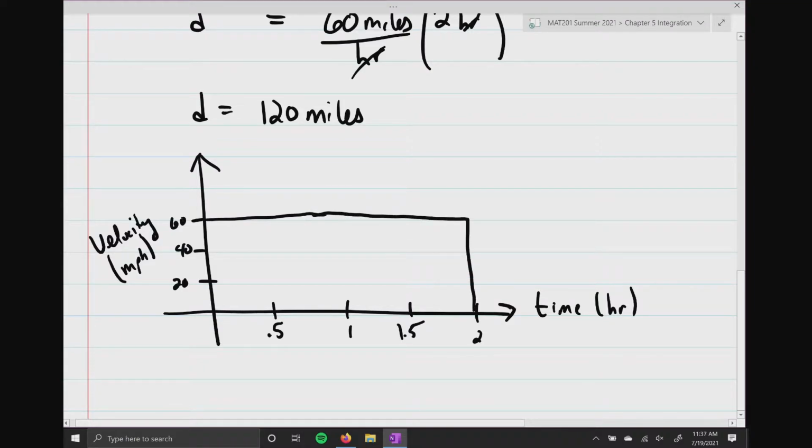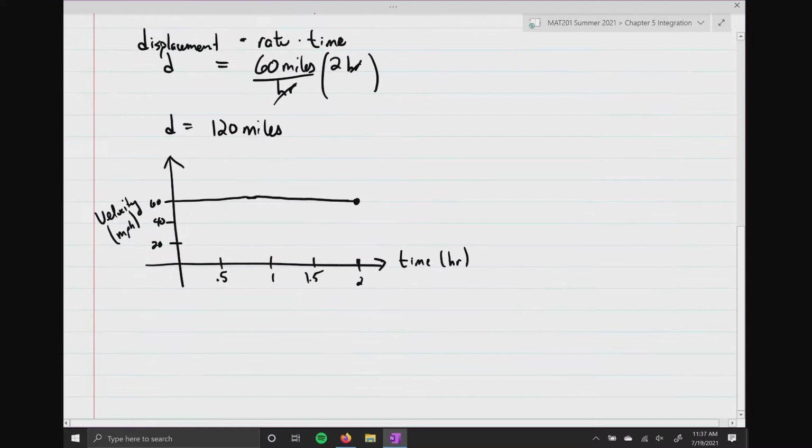Okay? So let me erase that real quick. Right here is an example of what happened in our situation here. We traveled for 2 hours at a constant velocity of 60 miles per hour. Now, let me zoom out here a little bit. Up above, we found displacement equals rate times time, so we were expecting 120 miles that we've traveled. But if I were to draw this line right here to connect this, notice the shape that I've just created. The shape that I've just created is a rectangle.